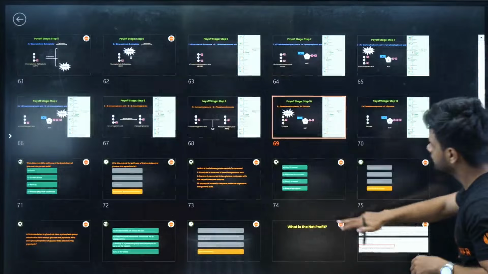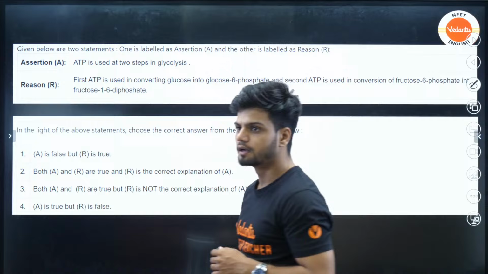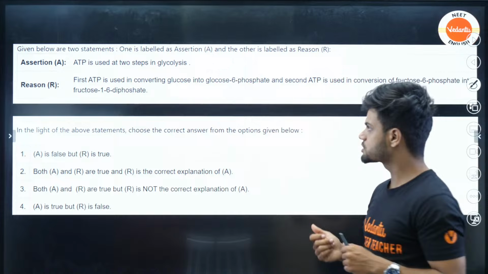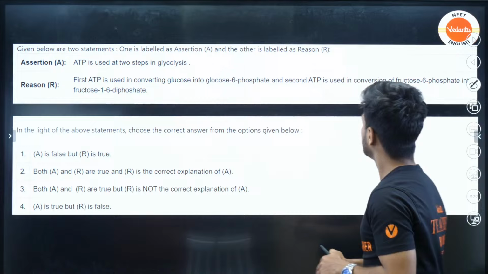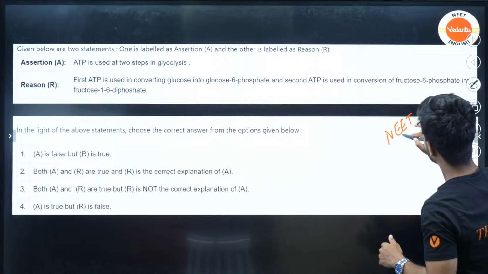Now try to solve this question. Is the question visible? If the question is not visible, try to zoom in a little and answer this question. This is a NEET 2023 PYQ.